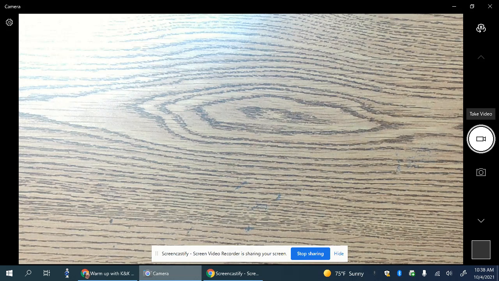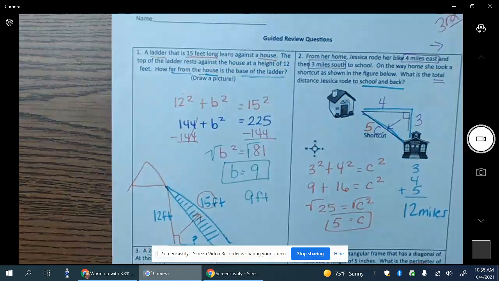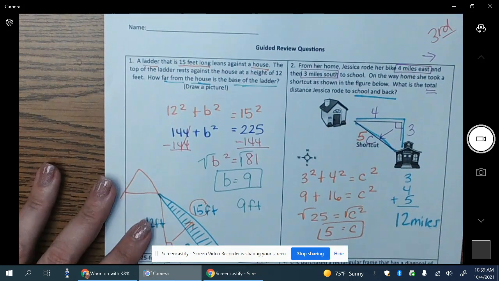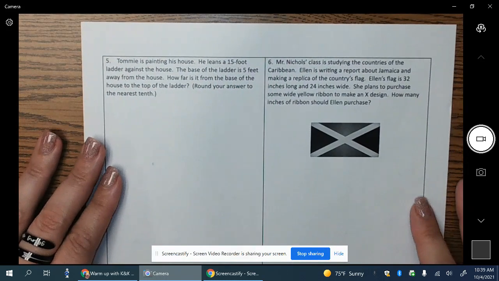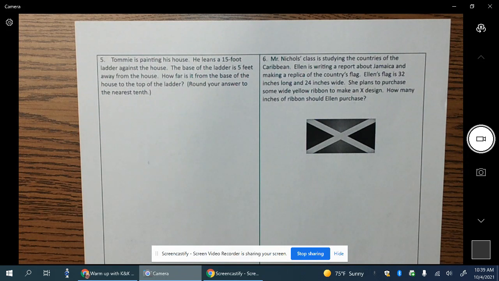Right, so we are finishing up our word problems from Friday. You have them out. I had you fold them and stick them in your journal. We're going to do the back. All right, anybody want to read that one? Okay, thank you, Gavin.